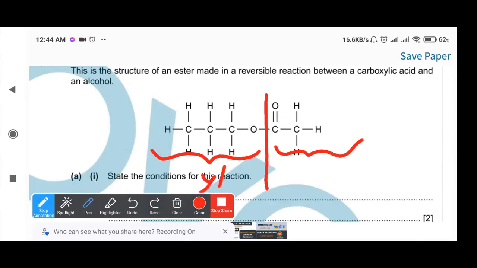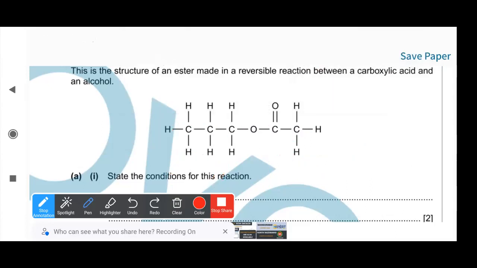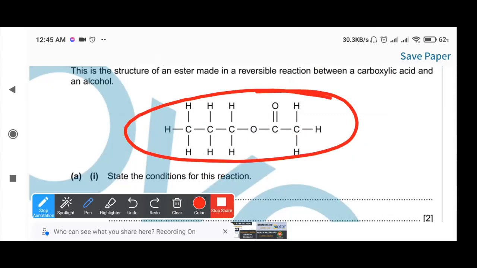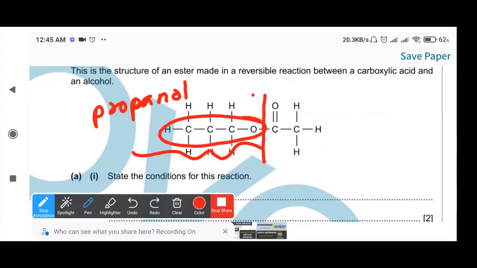The alcohol part is named by ending with "-yl", and the carboxylic acid part is named by ending with "-anoate". So how many carbon atoms are here? 3 carbon atoms are here, so it's prop, and 2 carbon atoms are here, so it's eth. So propyl ethanoate. That means this ester is formed from propanol, because this was the alcohol part having 3 carbon atoms, and ethanoic acid.